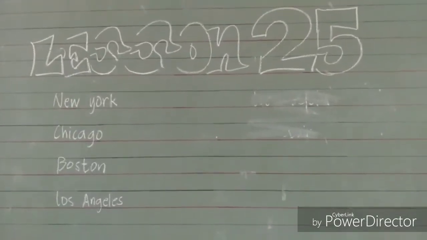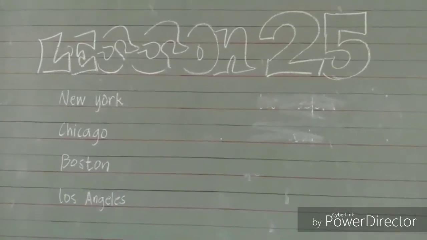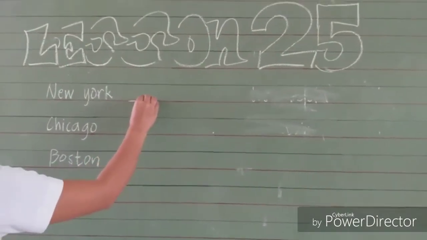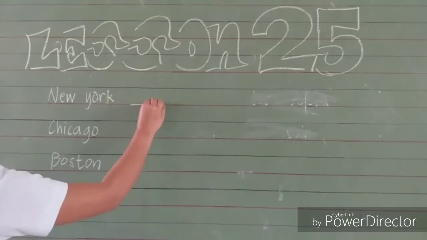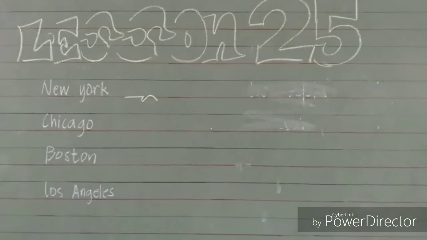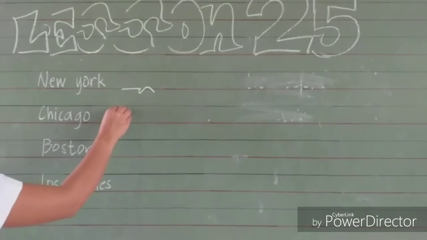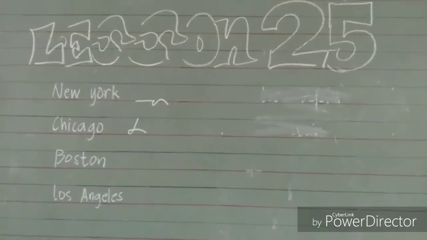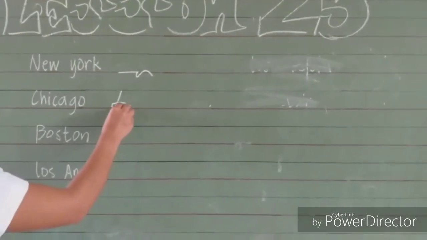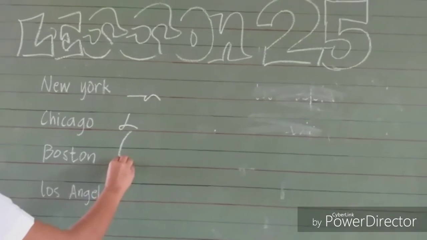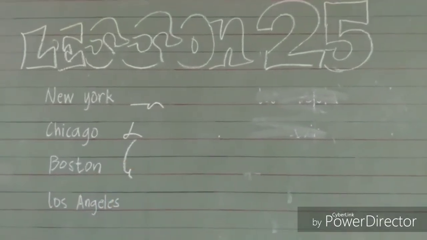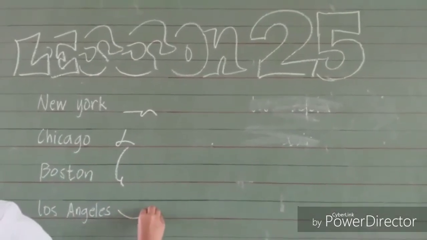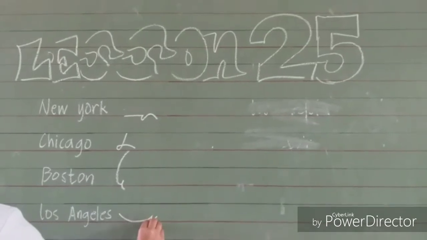I will be discussing the principle number 2, the brief forms of different cities. The first example is New York. It's represented by N, O, K. The next one is Chicago, represented by J, E, K. And then another one is Boston, represented by B, O, S. And the last one is Los Angeles, represented by L, O, S, A.